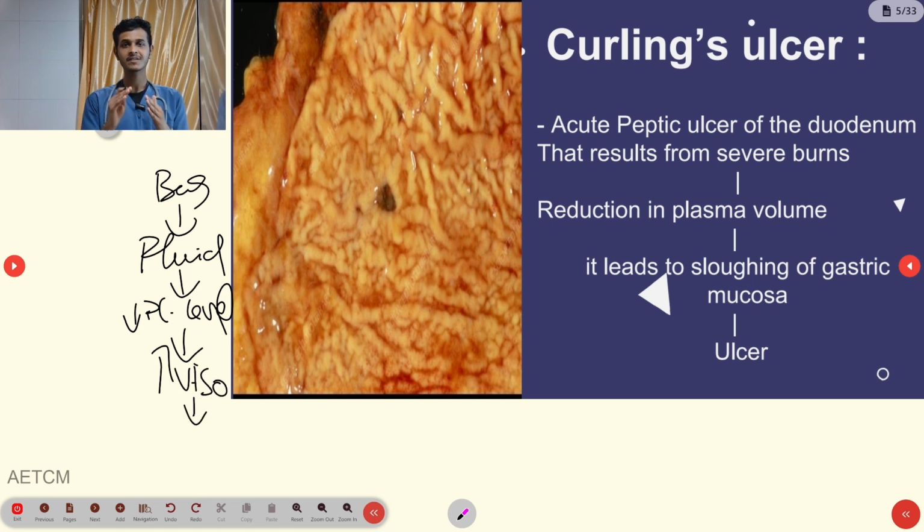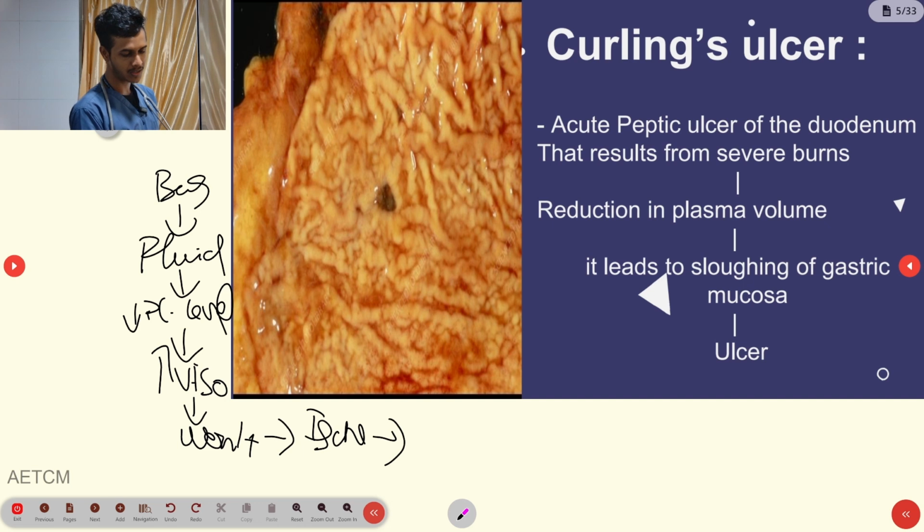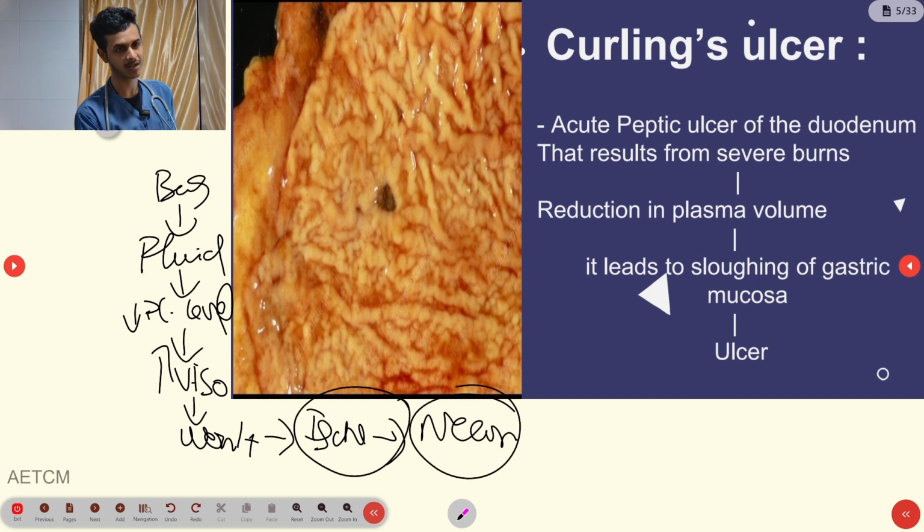If the viscosity of the blood increases, what will happen? Your circulation, your blood flow, won't be there. So it will affect your blood flow. If the blood flow is affected, what will happen to the particular tissue? It will cause ischemia. If the ischemia prolongs, that will cause necrosis. This necrosis and ischemia will cause the sloughing of the gastric mucosa, and ultimately it leads to the ulcer. This is called the Curling's ulcer, mainly occurring in severe burn cases because of the fluid loss.